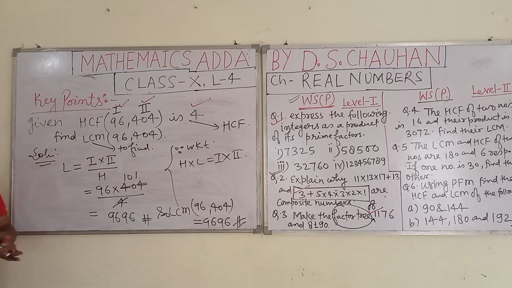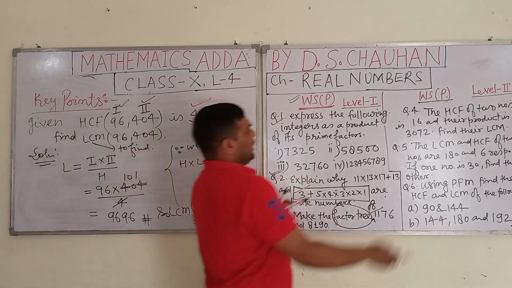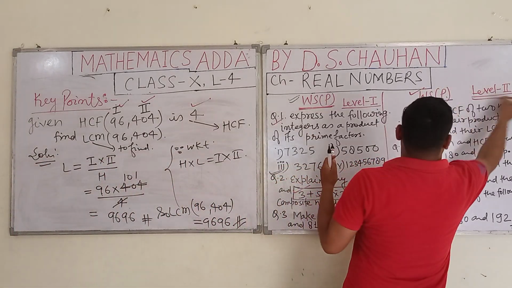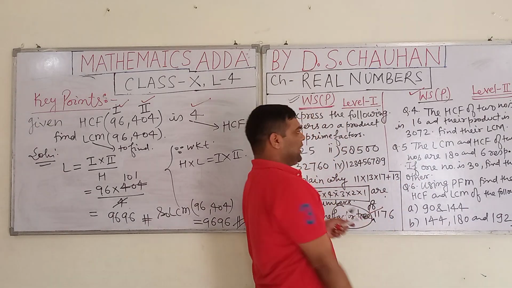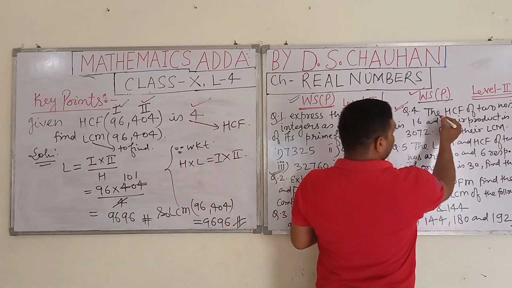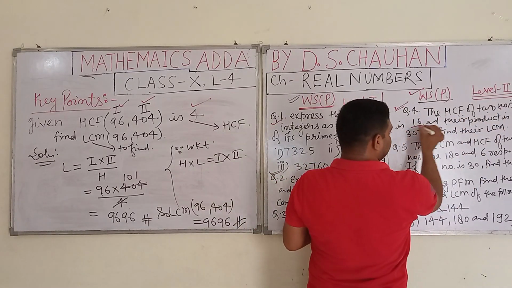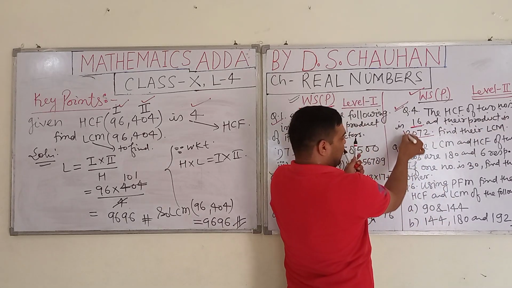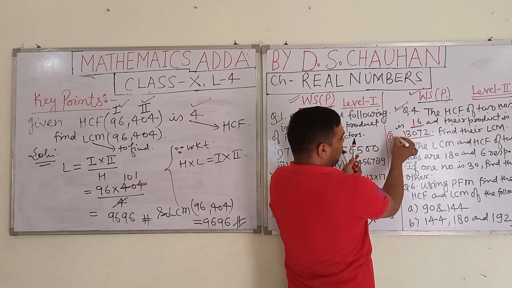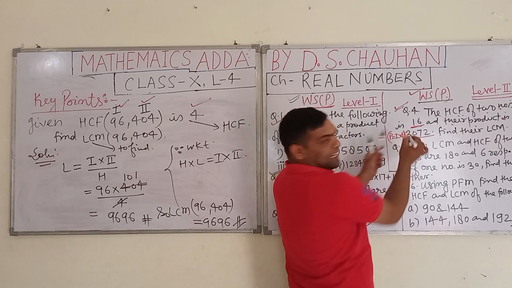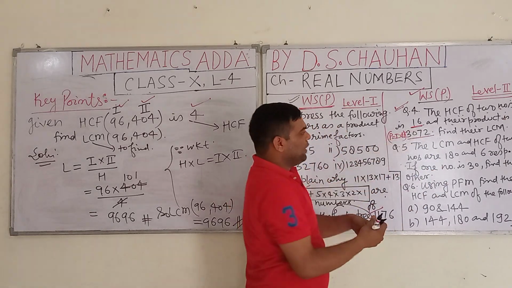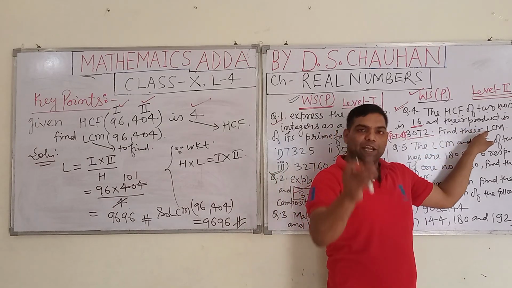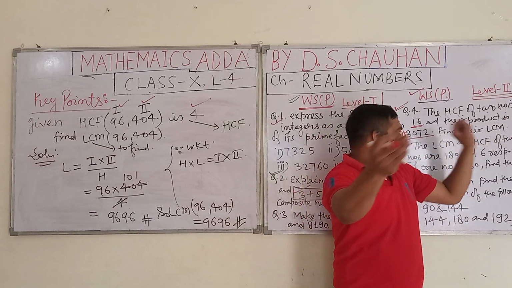Students, if you come here in the worksheet, second level 2, the questions are present in front of you. Question number 4. The HCF of two numbers is 16 and their product, here their product directly, students, what is given? The product of first number into second number. Directly it has been given. What to find out? LCM. I hope all of you can do it easily.